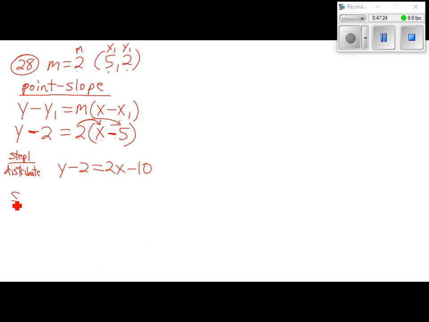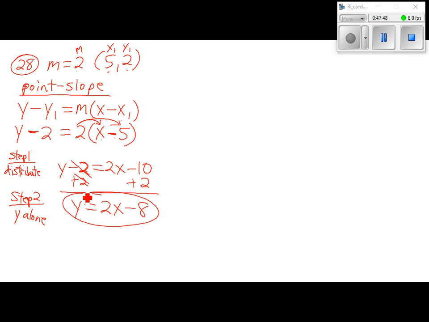Then step 2, we get y alone. And all I mean by that is you're going to move this -2 over to the other side. So we're going to add 2 to both sides. These cancel out. You're left with y equals 2x. -10 and +2 give us -8. Notice that now that equation is in slope intercept form. So we now know that the slope is 2, the y-intercept is -8.